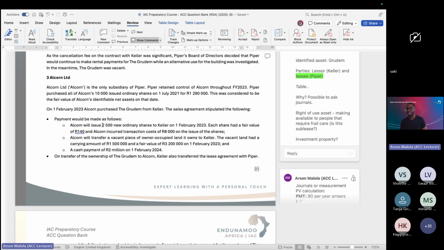So let's read the next section for the next 15 minutes, see how far we get, and then we'll wrap things up by reading the solution.